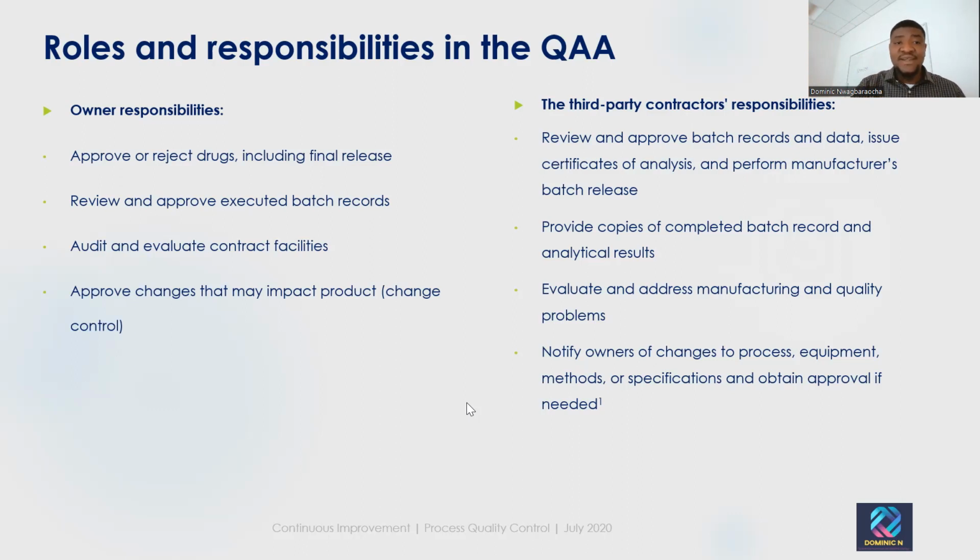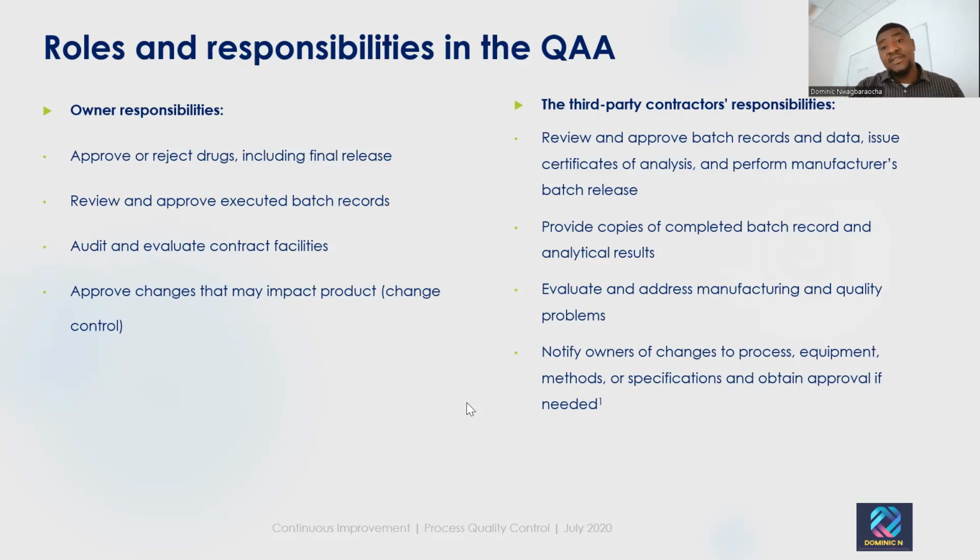You need to be able to define this. I will audit and evaluate contract facilities. I will approve changes. You can review the changes, you can write the changes, you can notify me on the changes, but I will approve them before you can implement them. So once there's a change that needs to be implemented, please notify me. And this is the number of days that I expect notification, then I will approve them.